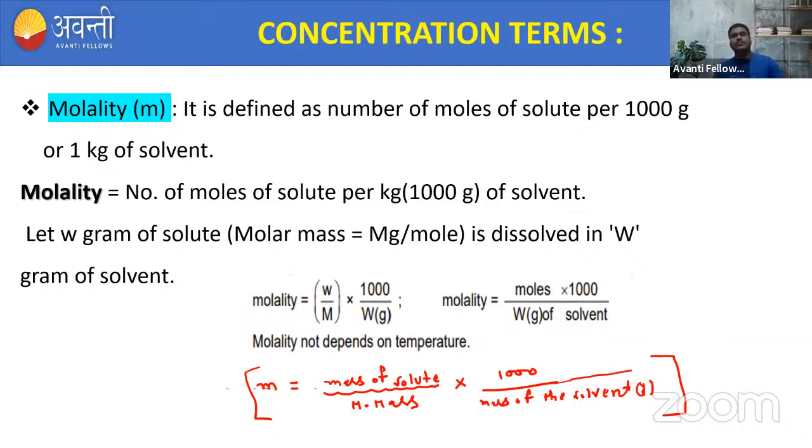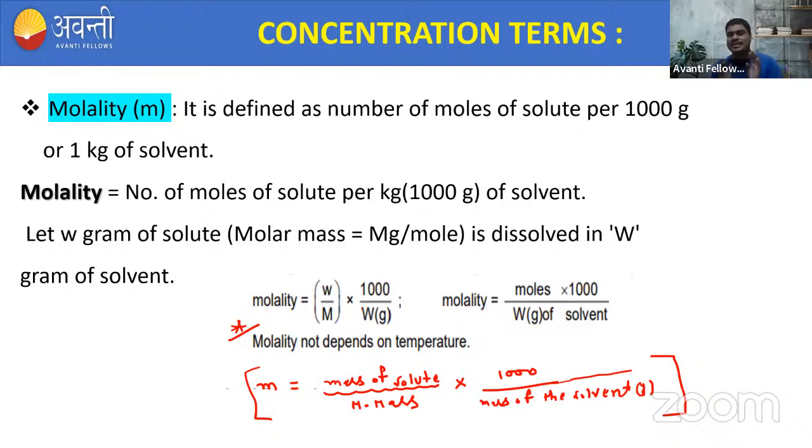So one important note about molality is, first, it depends upon the mass of the solvent. The second, it is represented by small m. And the third and the most important thing is molality does not depend on temperature, right? Therefore in colligative properties, elevation in boiling point, depression in freezing point, we always consider molality, not molarity.